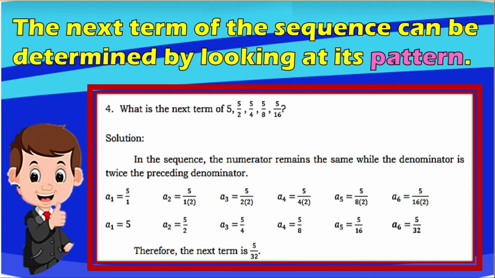A sub 5, so 5 over 8, multiply the denominator by 2, so 8 times 2 equals 16. So 5 over 16 is the fifth term. And the sixth term, or the term that we are looking for, is from a sub 5, 5 over 16. Multiply the denominator 16 by 2, that is equal to 32. So a sub 6, the sixth term, is equal to 5 over 32. So therefore, the next term of this sequence is 5 over 32.